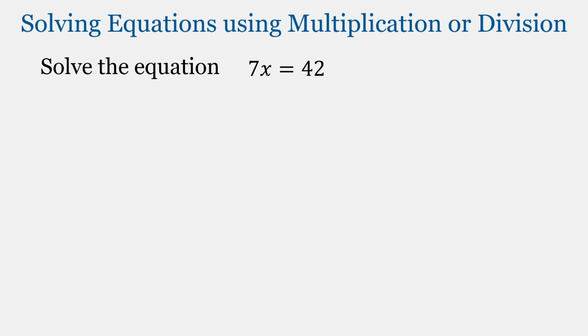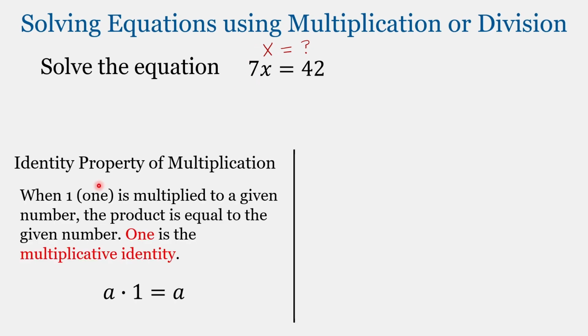Again, we're going to solve the equation 7x equal to 42. Again, the goal is to get x by itself on one side with a coefficient of 1. And we don't need to show the coefficient. And then everything else on the other side, and there'll be no x on this side as well. So how do we turn a 7 into a 1? Why 1? Well, that's because when we multiply 1 to any number, the product is going to be equal to that number. So 1 is what we call the multiplicative identity.